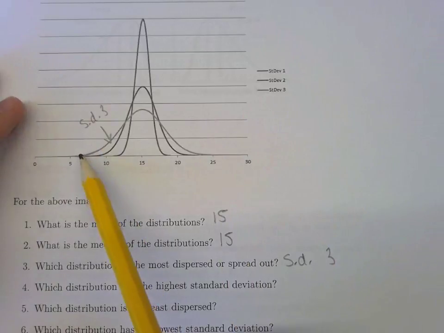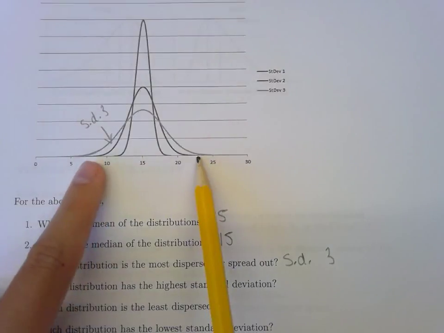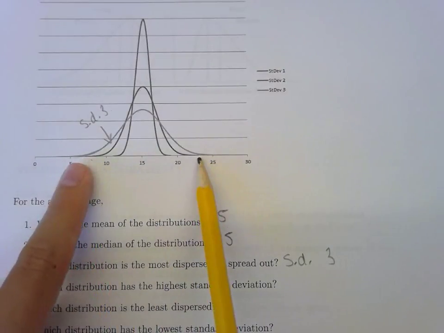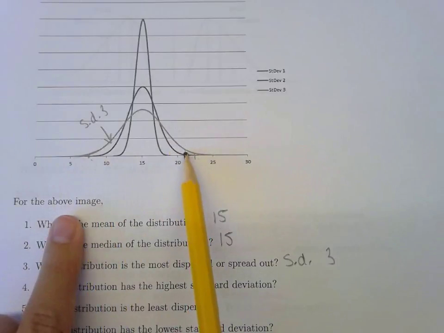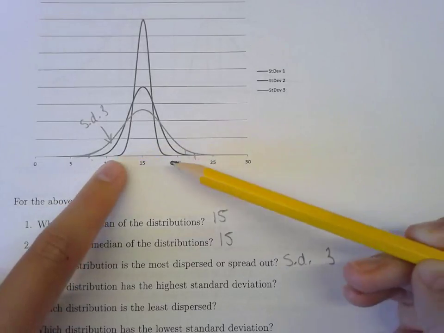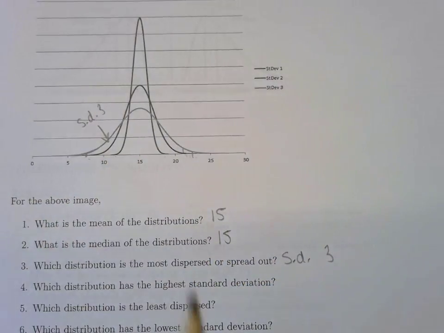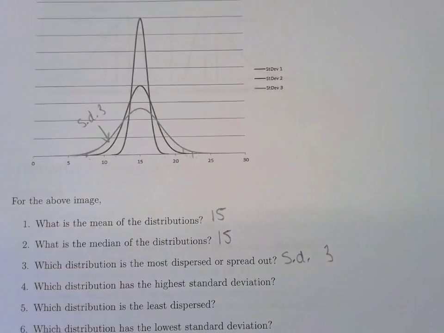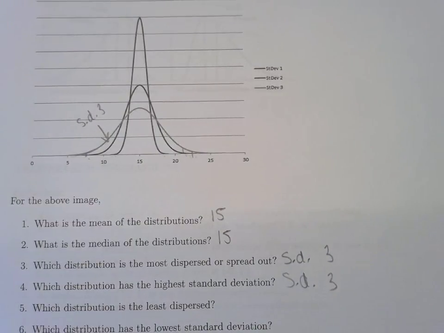And you guys can see that this data is more spread out. This data almost reaches, it looks like, to 7 and 23, something like that, where you still have values. This taller one only looks like it goes to like 12 and 18. So you can see that this third one here is more spread out. Number 4, which distribution has the highest standard deviation? Again, that's simple. That's standard deviation 3.